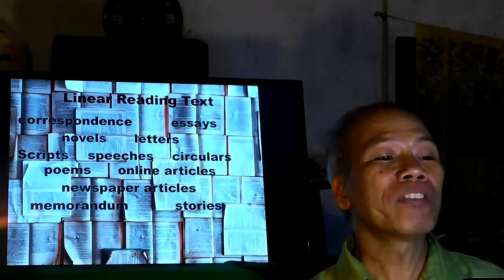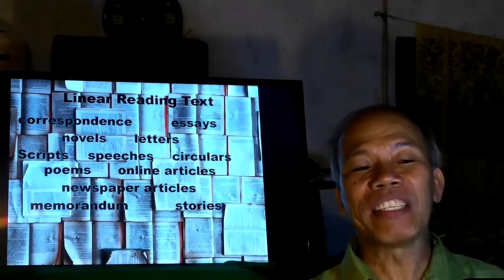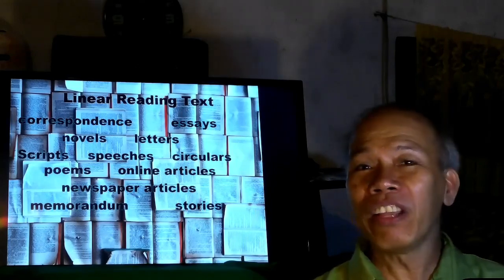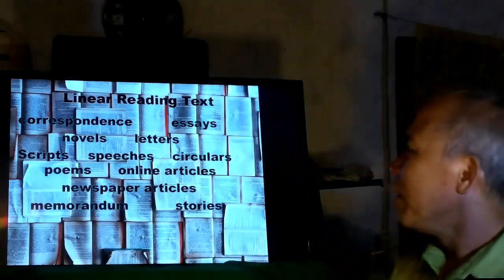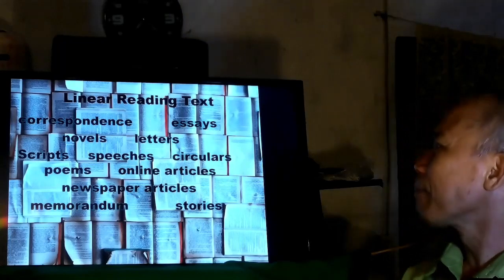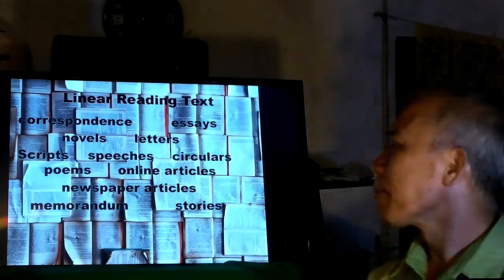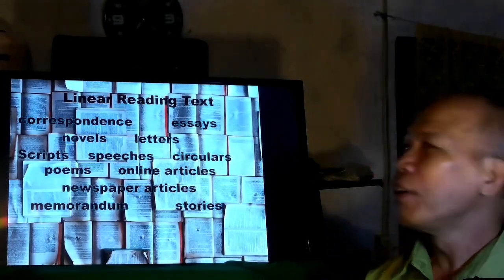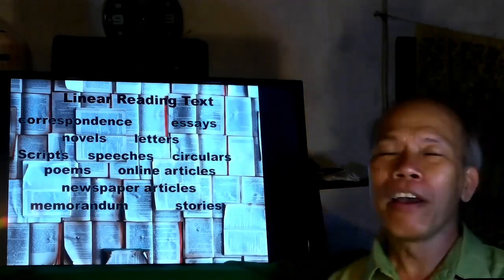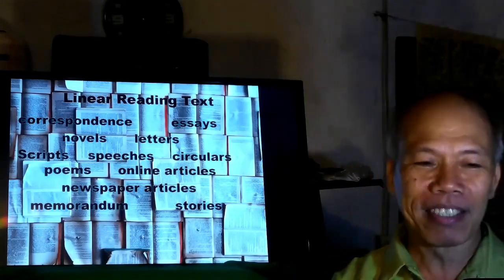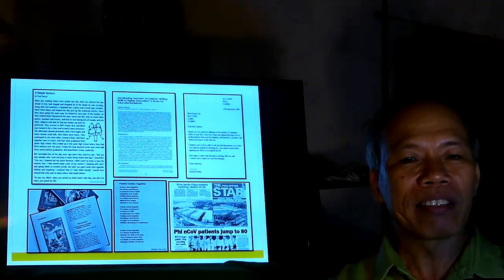Okay, with these questions, let's have the examples of linear reading text. What are they? Can you read? Okay, let's see. Linear reading texts are correspondence, essays, novels, letters, scripts, speeches, circulars, poems, online articles, newspaper articles, memorandum, and stories. You have on the screen the examples of these.